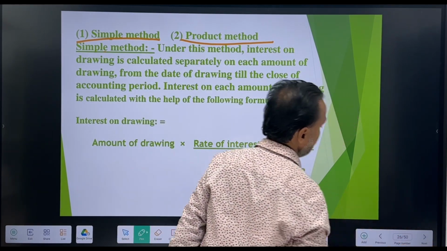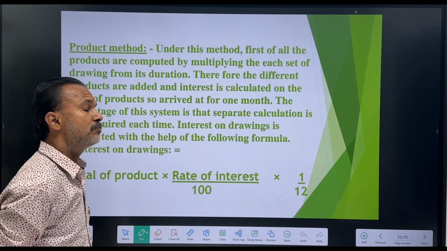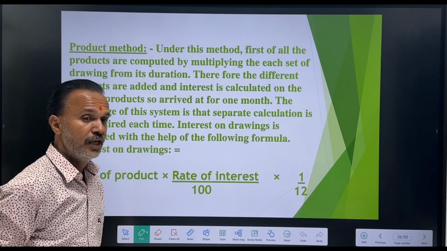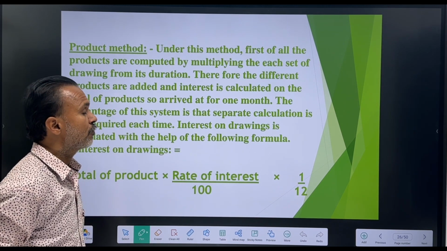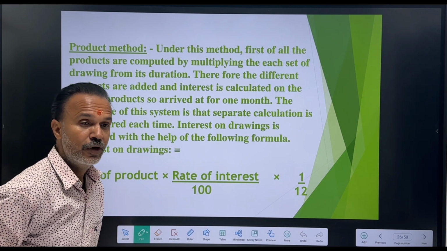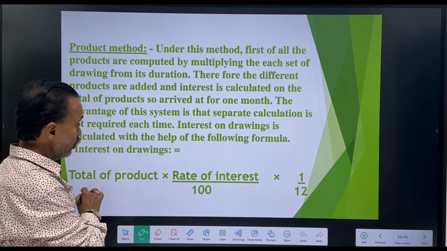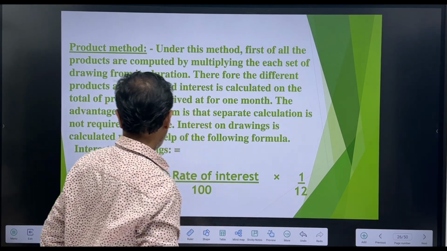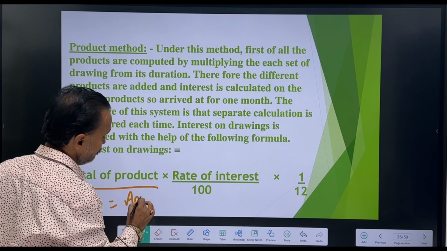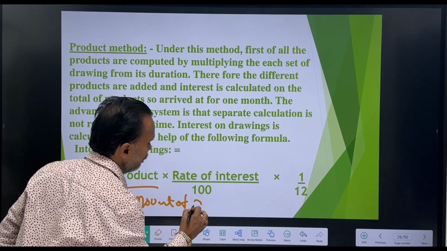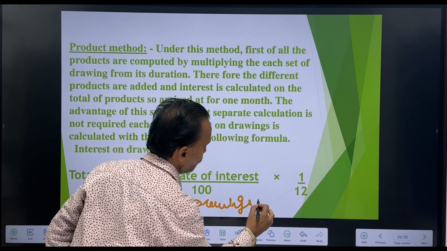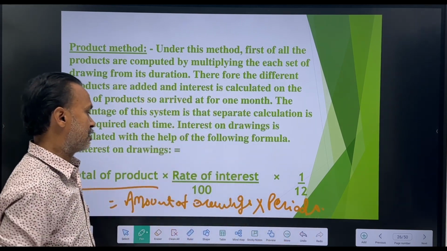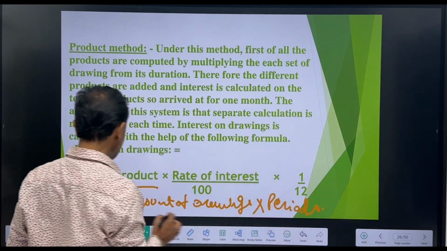And next, the product method. In the product method, we calculate interest on all amounts of drawings jointly. Generally, we use this method for calculating interest on drawing. The formula under the product method is: interest on drawing equals total of product × rate of interest/100 × 1/12. Product is equal to amount of drawings multiplied by period or months.